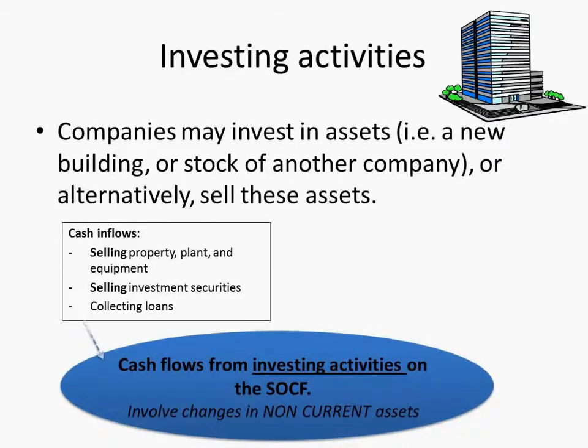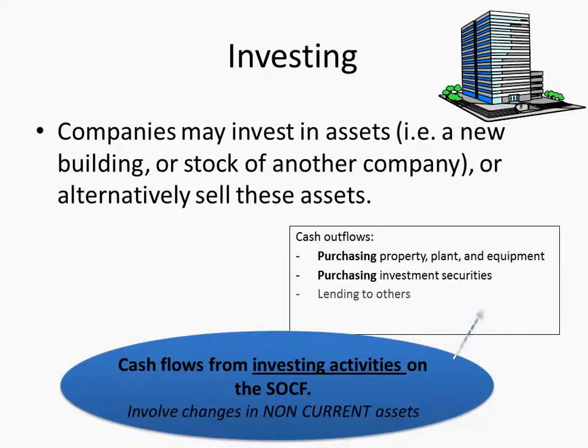So I have here cash inflows in the investing section. If you sell property, plant, and equipment, what kind of asset is that? Non-current. If you sell investments, what are those generally? Non-current, unless they're short-term. If you are collecting on loans, you're generally talking about something non-current.